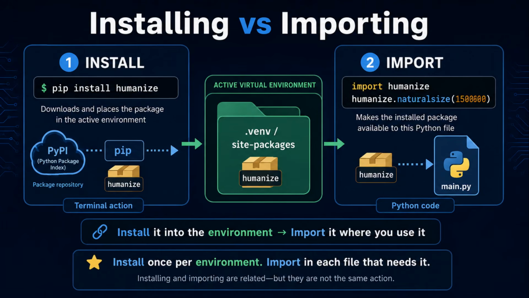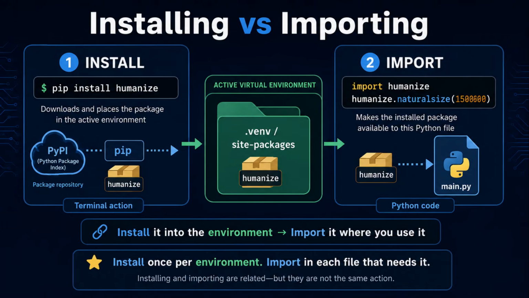Installing and importing are related, but they are not the same action. Installation happens at the terminal. When we run pip install humanize, pip finds the humanize package on the Python Package Index. PyPI downloads it and places it in the site-packages directory of our active virtual environment. We normally install a third-party package once for each environment where it is needed. Installing humanize does not automatically make it available inside every Python file.